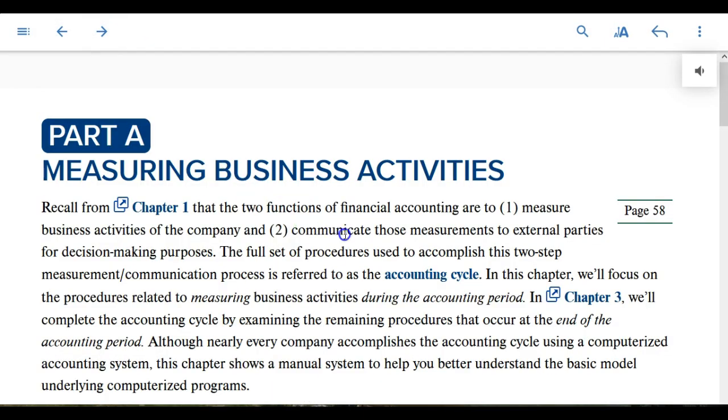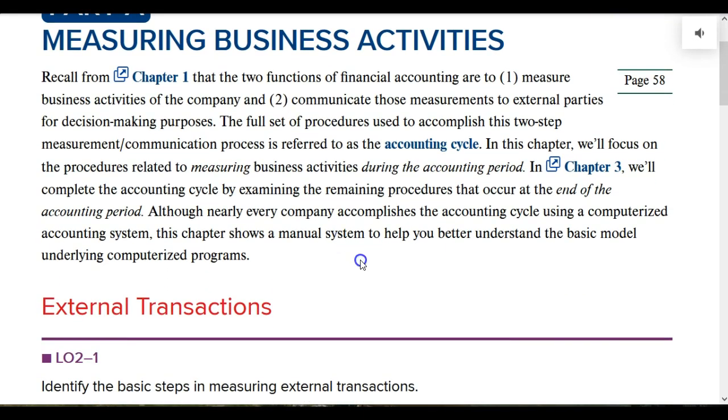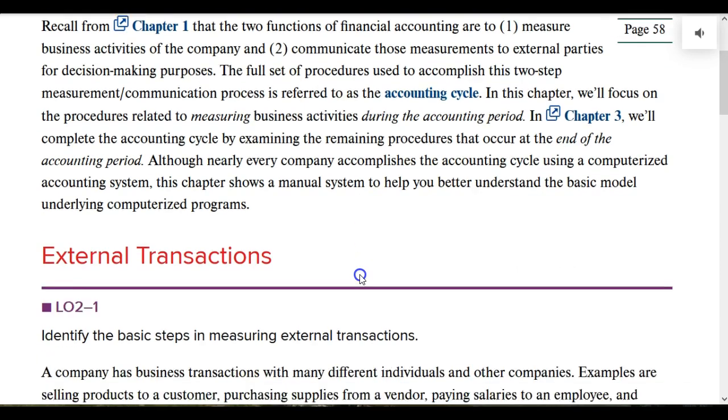Here we go. And what we're talking about is the accounting cycle. And the accounting cycle is just going from start to finish to finally take the numbers from the transactions, get those into the accounting records, and finally prepare the financial statements at the end. So it's a complete cycle.